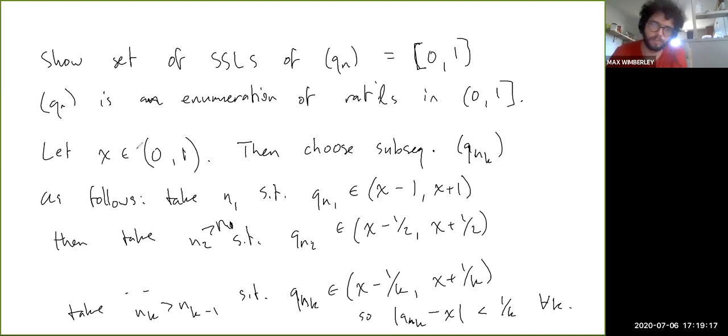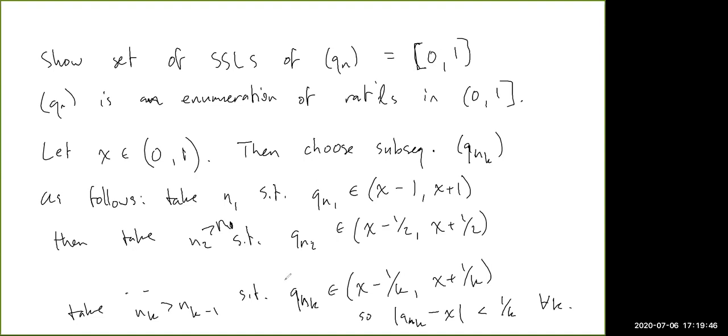And then for x equals 0, instead of the symmetric interval, you use (0, 1 over k) instead of (negative 1 over k, 1 over k). And if you look at 1 instead of 0, then you use (1 minus 1 over k, 1), instead of the symmetric interval, basically. Does that make sense? I'm happy to clarify any aspect of this.